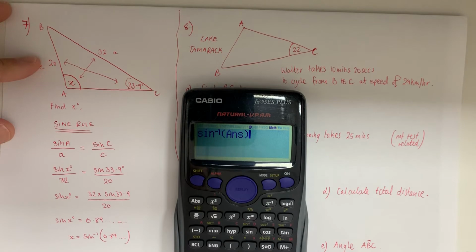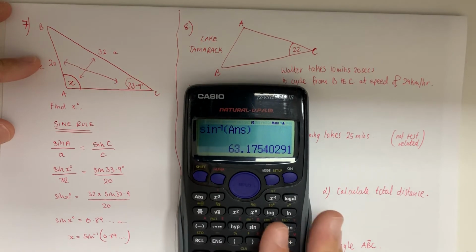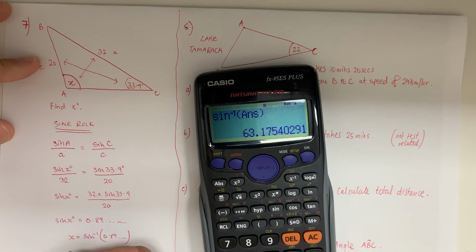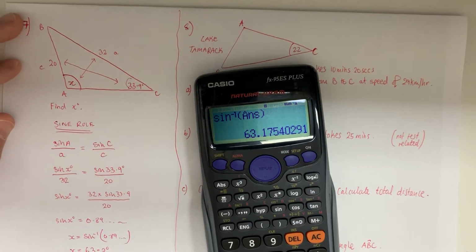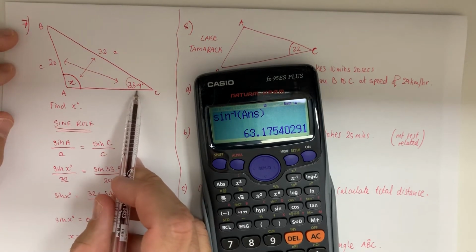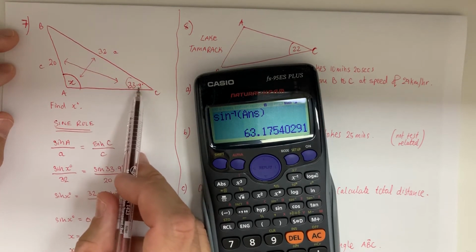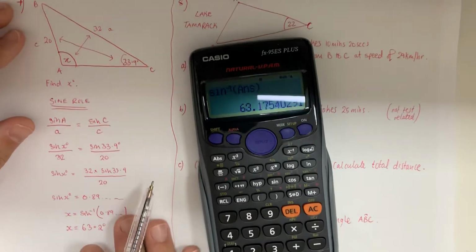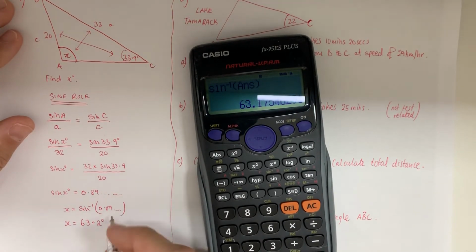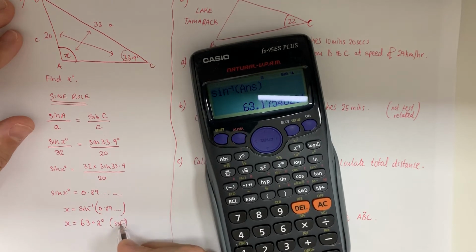So on my calculator I can press that and then do inverse sine, answer. The calculator stored the previous answer, and it gives me it to a much more accurate number. However, that doesn't necessarily mean I'm going to write all those numbers. I will round it to 3 significant figures, which gives me 63.2 degrees. And then I can check how the question gave me the angle. The angle was given to 1 decimal place, so I'm also going to give my final answer to 1 decimal place. So the key in trig is don't round too early, just round at the end.